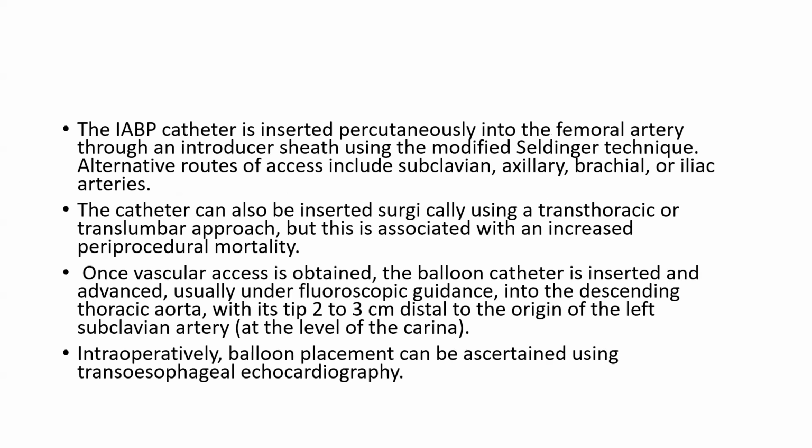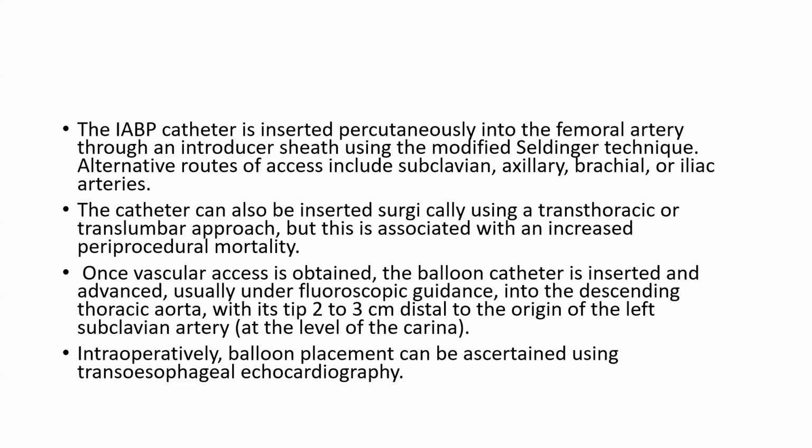The IABP catheter is inserted percutaneously into the femoral artery through an introducer sheath using the modified Seldinger technique. Alternative routes of access include the subclavian, axillary, brachial, and iliac arteries. The catheter can also be inserted surgically using transthoracic and translumbar approaches, but this is associated with increased periprocedural mortality.